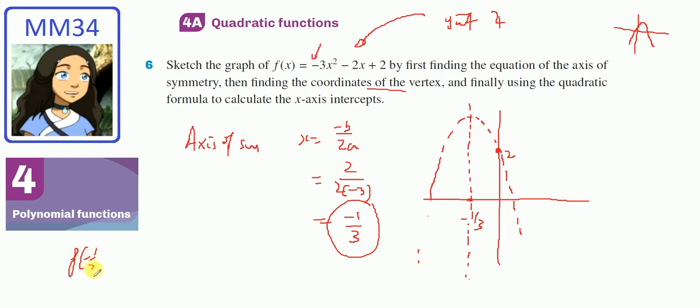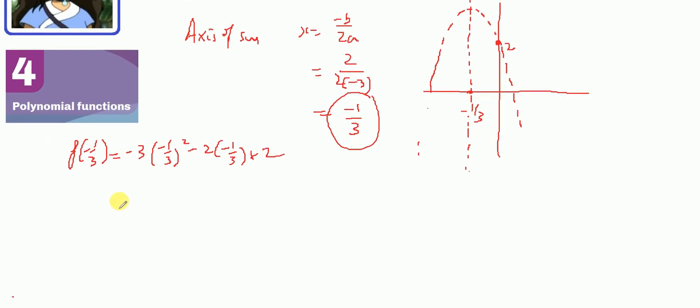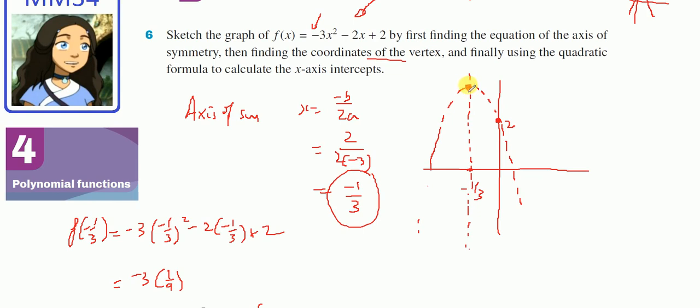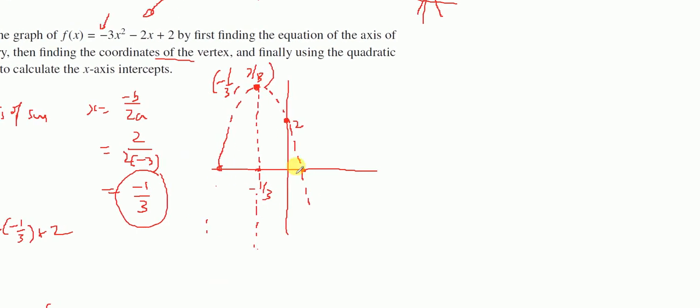To find the coordinate of the turning point, I would sub negative 1/3 into here. So f of negative 1/3 is going to be negative 3 times negative 1/3 squared minus 2 times negative 1/3 plus 2. Negative 3 times 1/9, which is negative 1/3, plus 2/3 plus 6/3 is going to give me 7/3. So I think that the coordinate of the vertex is negative 1/3 and 7/3, and now I'm going to use the quadratic formula to find the x-intercepts.